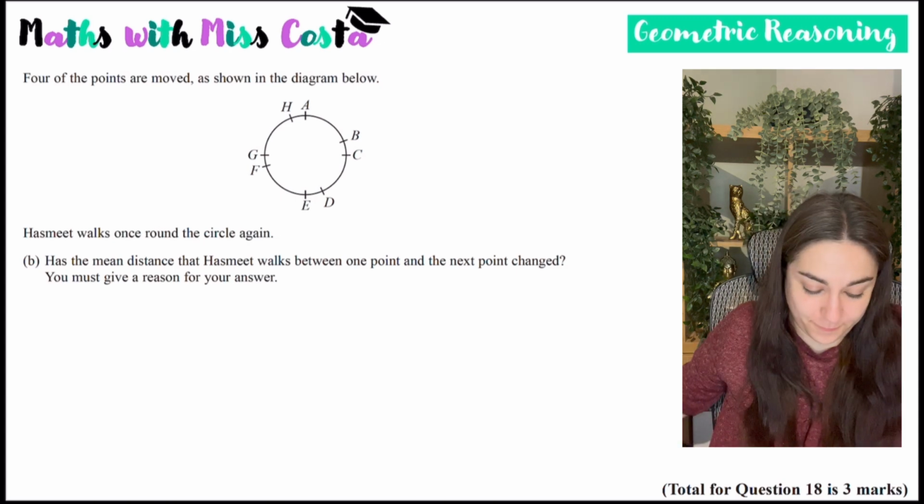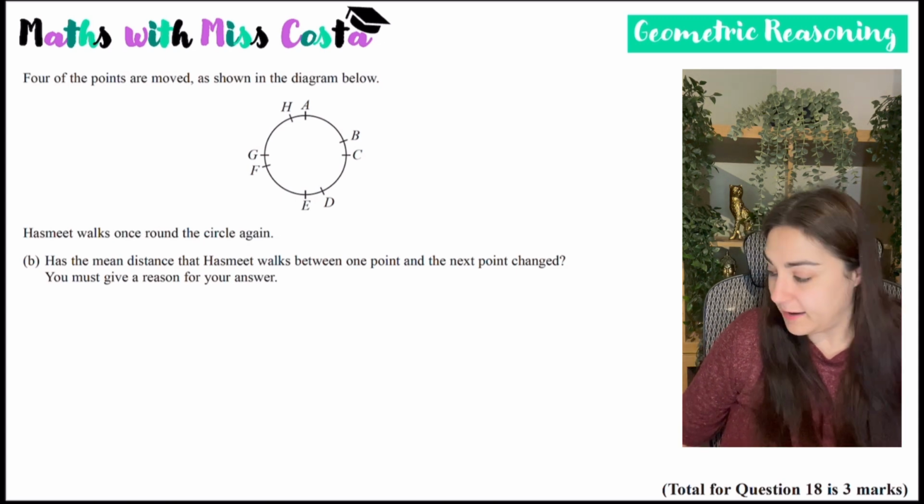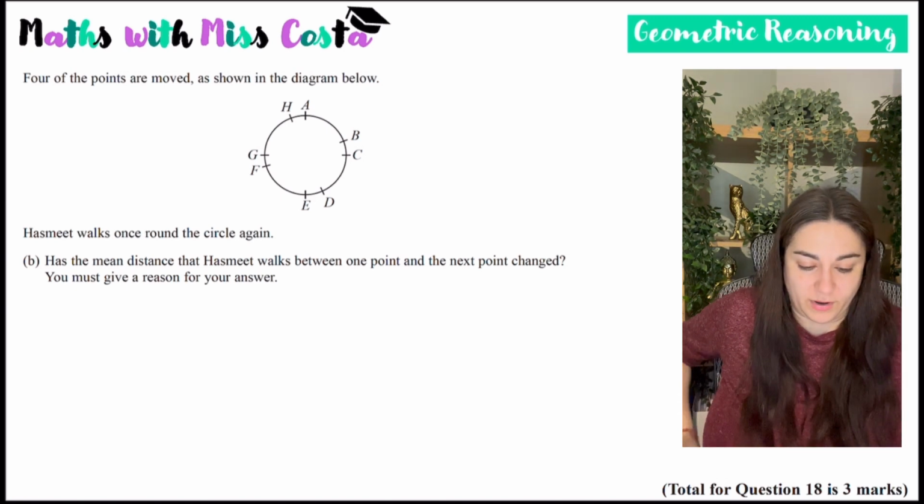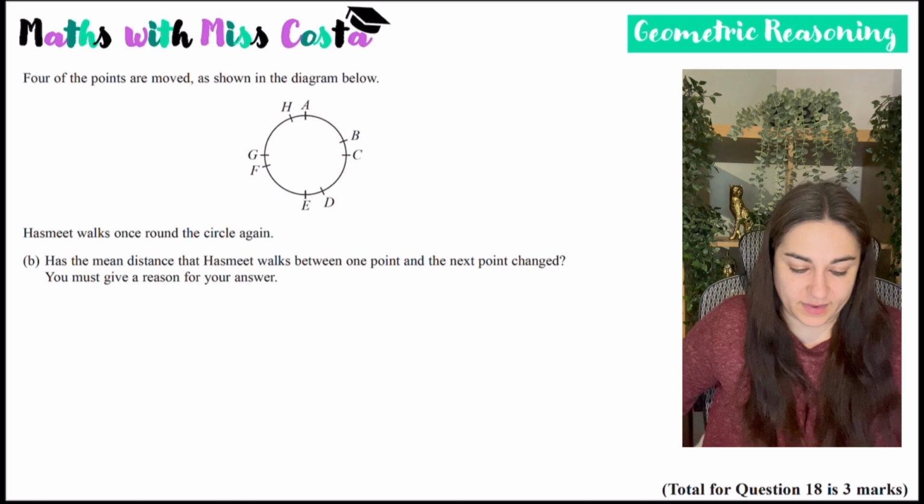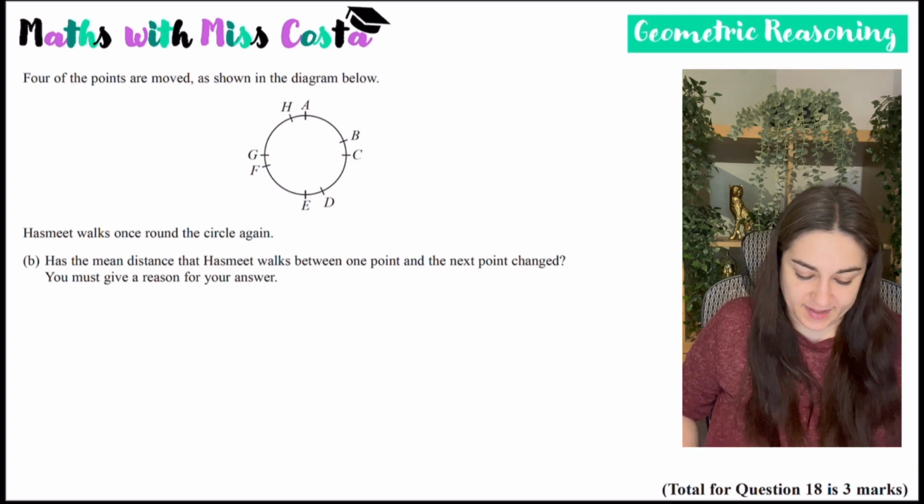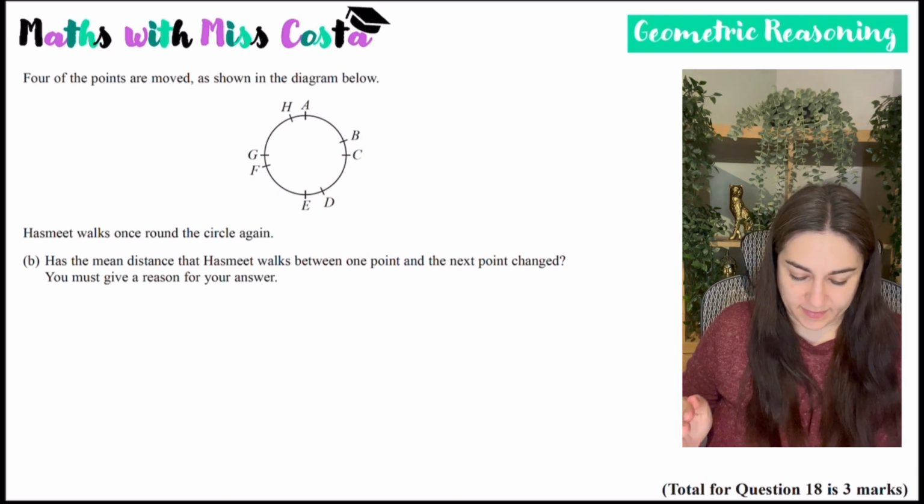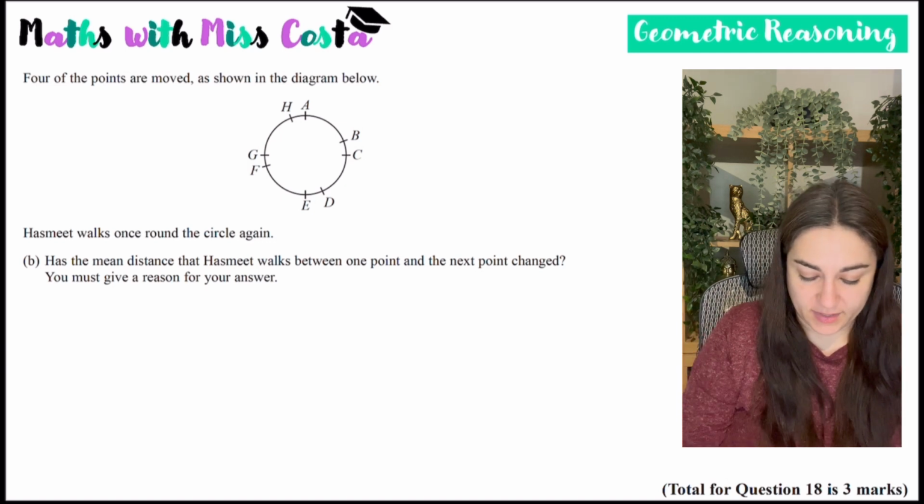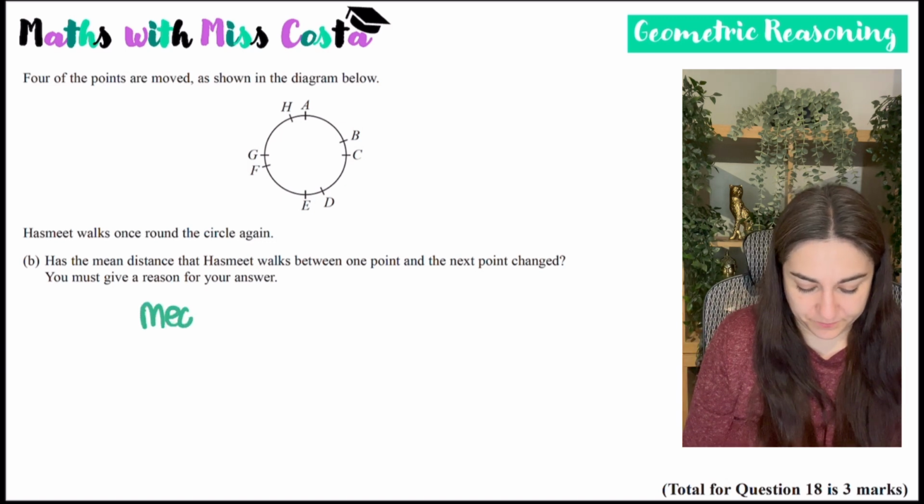Then I'm told that 4 of the points are moved, as shown in the diagram below, and she walks once round the circle again. Has the mean distance that Hasmeet walks between one point and the next point changed? You must give a reason for your answer. So how do you work out the mean?